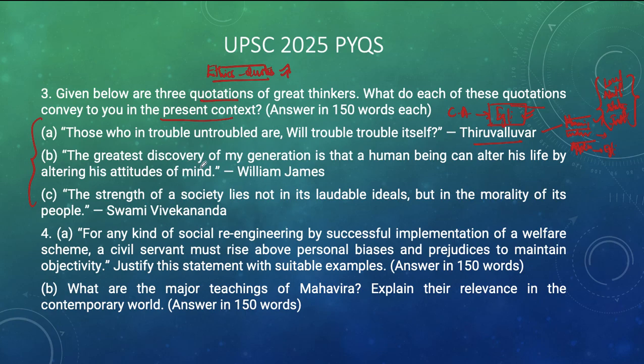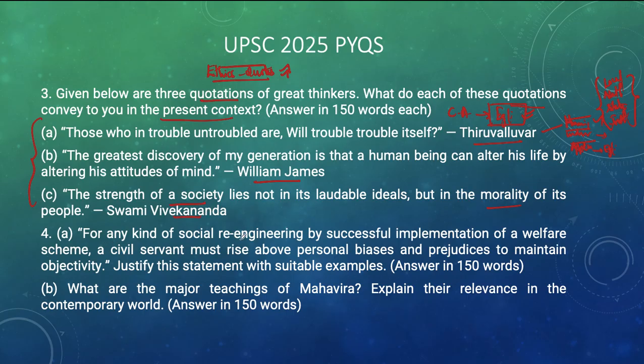The greatest discovery of my generation is that a human being can alter his life by altering his attitudes of mind. So, William James. This particular quote you can easily interpret the meaning of, and you should relate it to the present context. The strength of a society lies not in its laudable ideals but in the morality of its people. So the strength is morality and ethics. We need to talk about the application of Swami Vivekananda's quote in the present context, students.